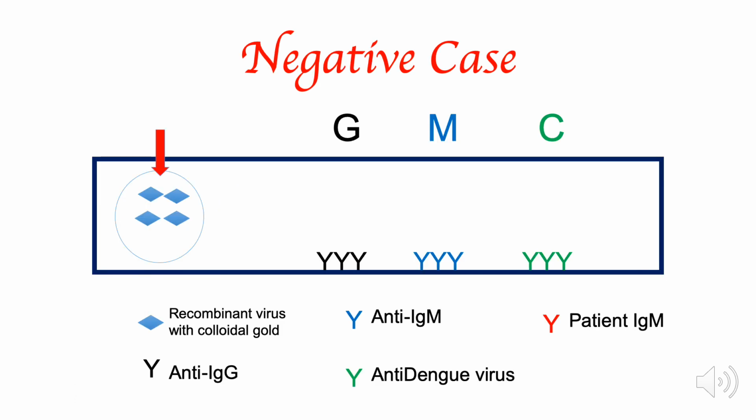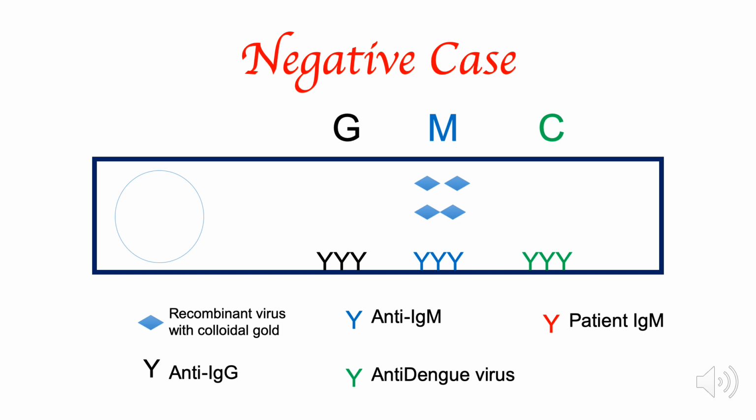Let's see what will happen if the patient does not have the dengue infection. So, after adding the patient's sample into the sample well, the free viral antigens will diffuse towards the G zone. They will just pass through the G zone without any of them being captured. Then they will continuously diffuse towards the M zone and none of them will be captured.